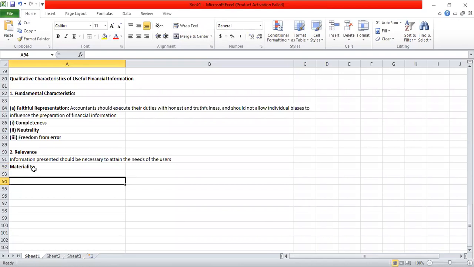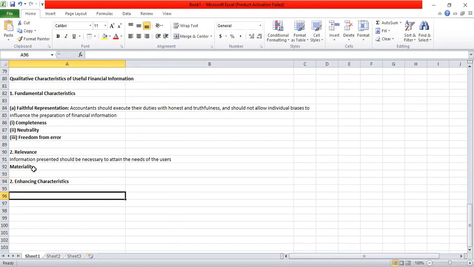Then to support these fundamental characteristics, we have got what we call the enhancing characteristics. Right, so we now have the enhancing characteristics. They work hand in hand with those fundamental characteristics. Right, on the enhancing characteristics, we have got number one, timeliness.